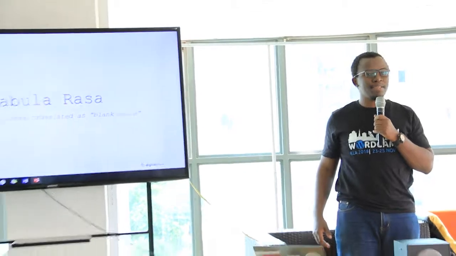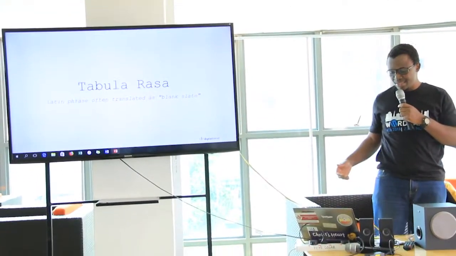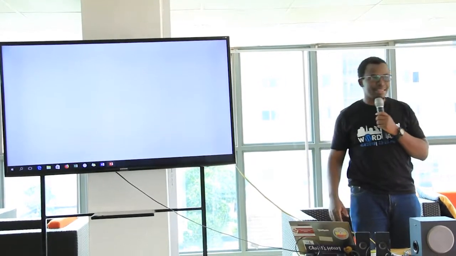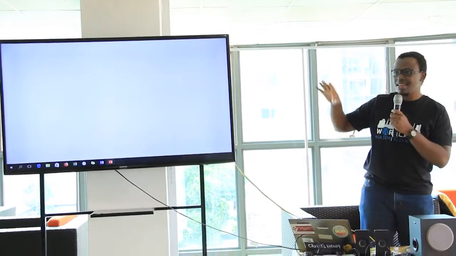Anyone come across a word called tabula rasa? Tabula rasa. Okay, it's a Latin word that basically means a blank slate. And this is how a blank slate looks like. It's blank. There's nothing written on it.